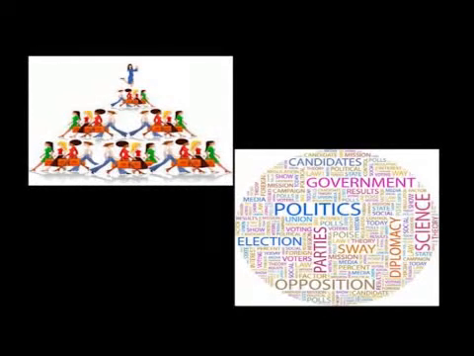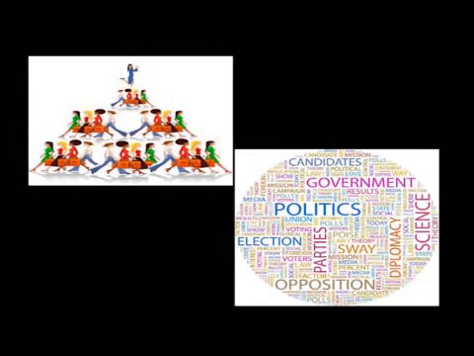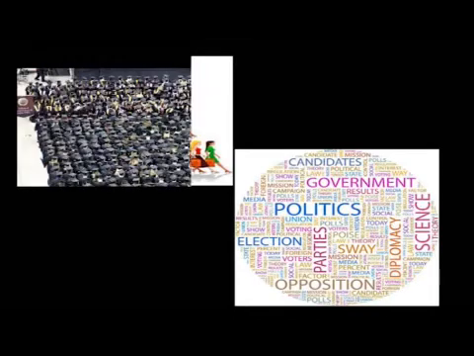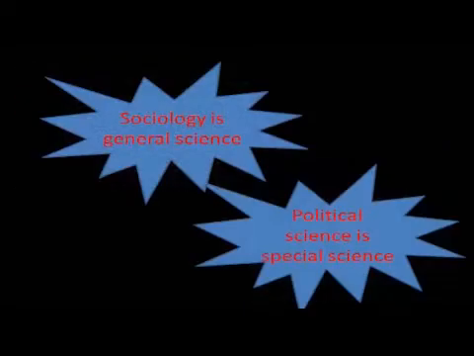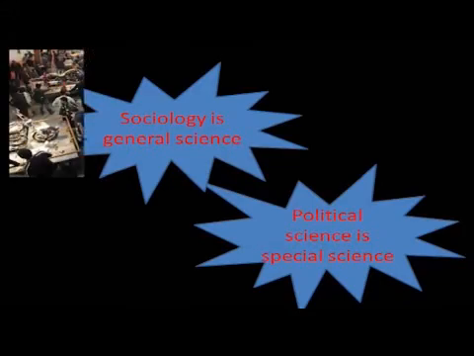But in spite of their interrelationship and interdependence, both the sciences differ from each other in the following way. Differences. 1. Sociology is the science of society and social relationship, whereas political science is the science of state and government. 2. The scope of sociology is very wide, but the scope of political science is limited. 3. Sociology is a general science, but political science is a special science.